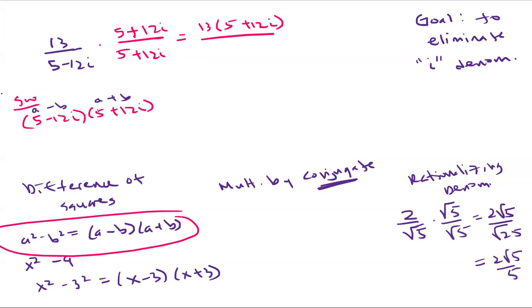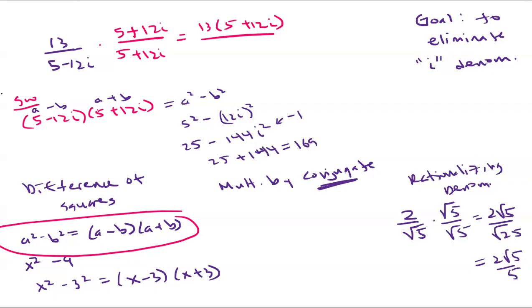Okay. So what does that mean? That means I can just multiply them, right? a squared minus b squared. So that's going to be 5 squared minus 12i squared. I just plug it into that formula. So that gives me 25 minus 12 squared, which is 144, and then i squared, right, is -1. This would be i squared, and again, that equals -1. So that's going to be 25 plus 144, which is 169. So the denominator here is going to be 169.